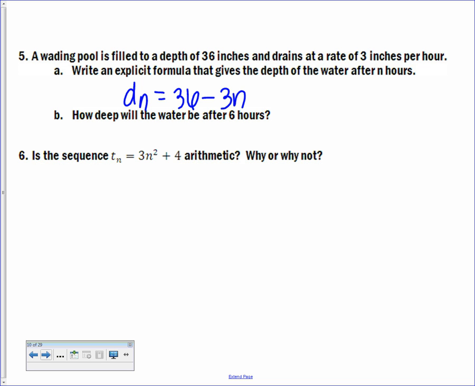Don't overthink that. How deep will it be after 6 hours? So I would just plug in 6 hours here. So that would give me 18 inches. Okay, don't overthink the story problems. We're not trying to trick you on all of them, just some of them.